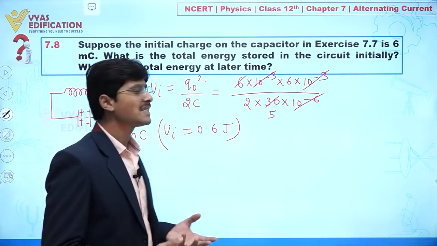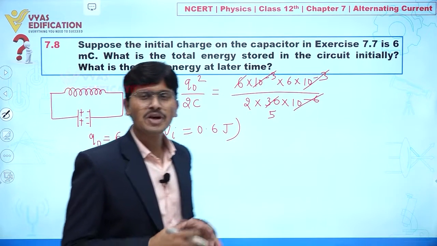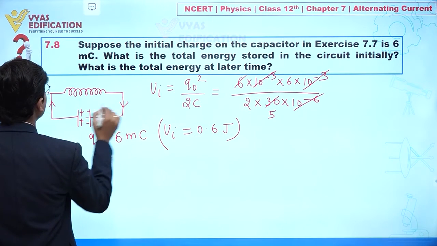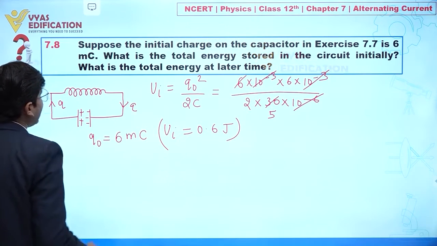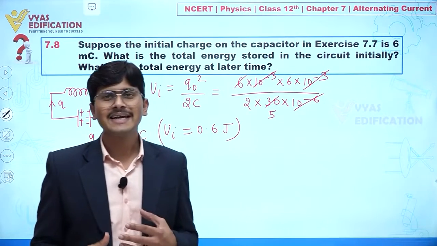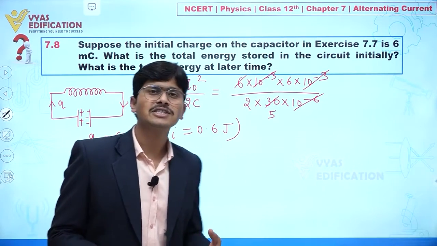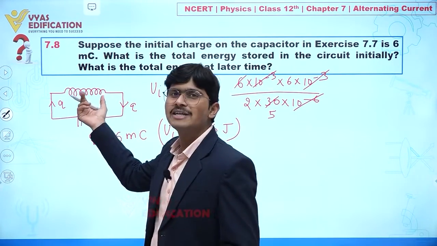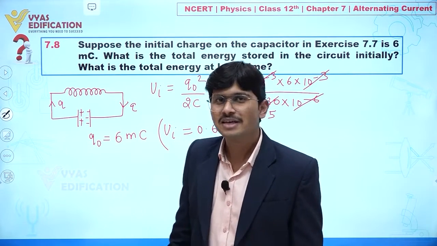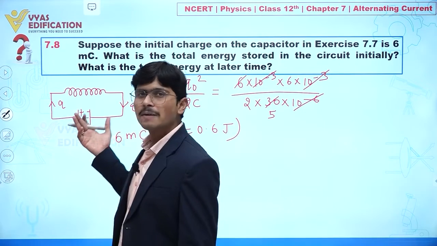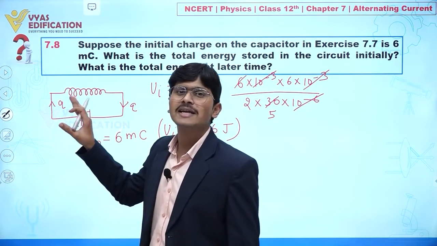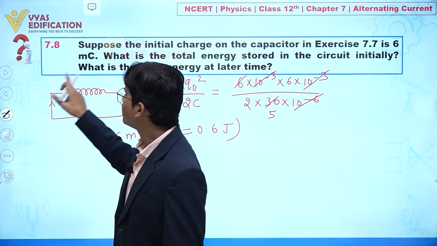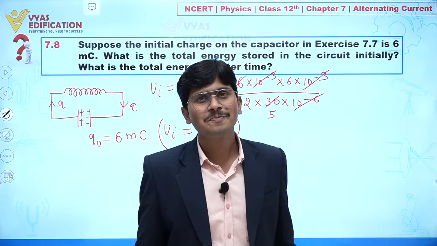Clear? Now it is asking you what is the total energy at a later time. Now what will happen? Initially when the capacitor is fully charged, definitely here the charge will flow in this direction. Clear? And actually at a particular instant, some of the electric energy is converting into magnetic energy. Clear? And definitely you can see here energy is stored in the form of half of Li square. Clear? After some time, when this capacitor is fully discharged, the total energy is due to this magnetic energy, or we can say half of Li square. After that again there is a conversion of this magnetic energy into electrical energy.